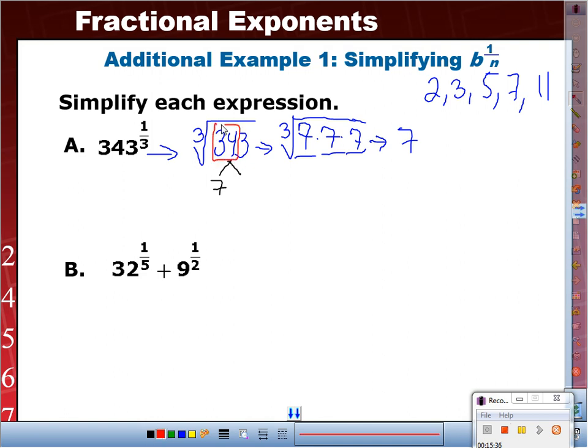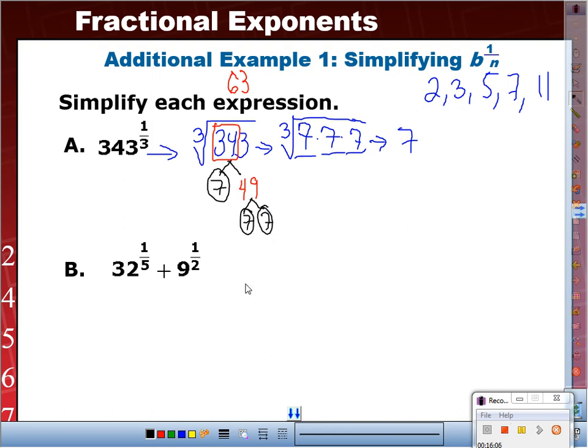How many times does 7 fit into 34? 4, that is correct. Let's see, 4 times 7 is 28. How many more to 34? 28, 29, 30, 6. I bring the 3 up. How many times does 7 fit into 63? 9. I circle the 7. This one becomes 7 times 7. So these are 7 times 7 times 7.